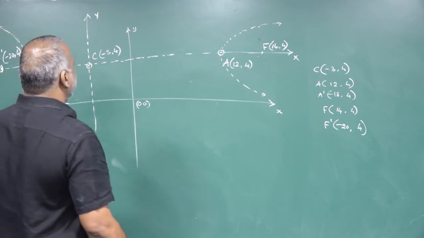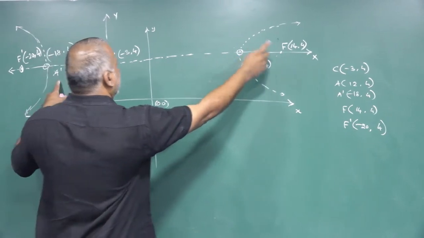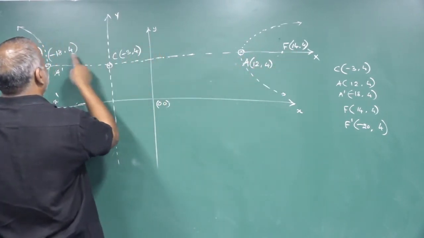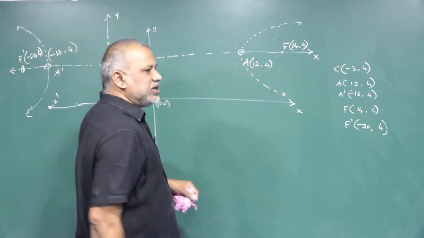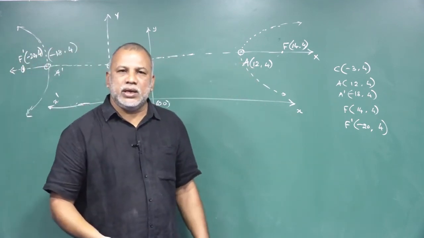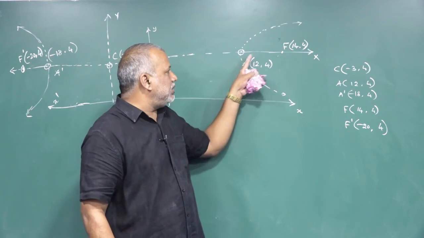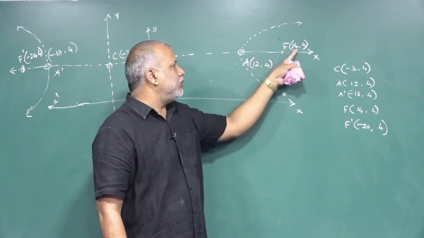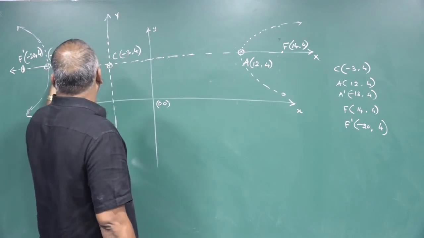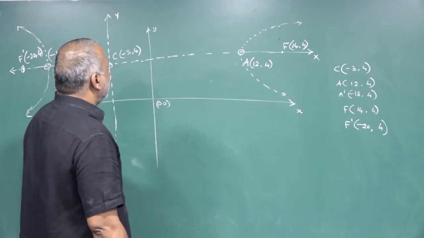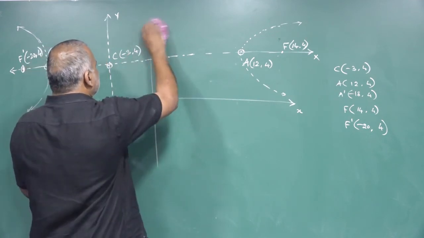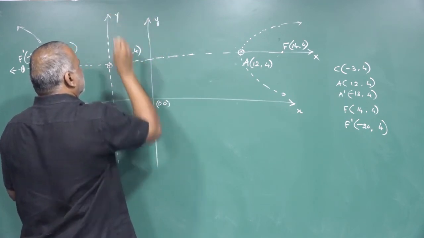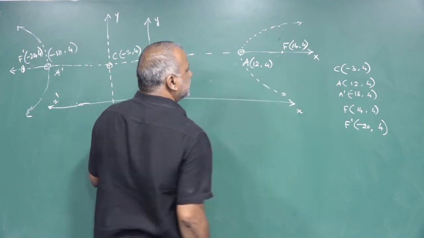So see here A dash, A and A dash, F and F dash. Here see 4, 4, 4, 4, 4. There is no change in the values of Y. So type number 1 means all the changes happen in X values only. See the values of X: 12, 14, here minus 3, minus 18, 20. Now we are able to say it is small y, it is capital Y. It is small x, then capital X.